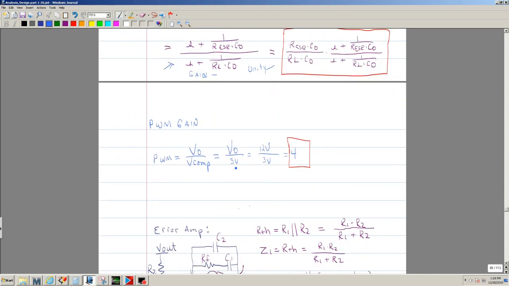So the gain of the PWM will be the voltage output divided by 3 volts. Okay. And remember, this 3 volts is the voltage at the comp pin. Comp pin is the compensation pin of the PWM. Or actually, I can say, let's say error amp.